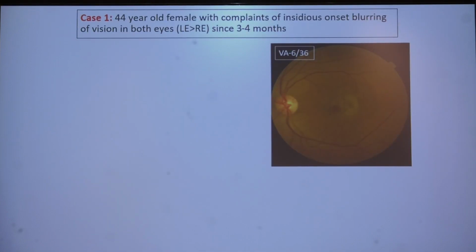With that, I'm going to just again show two cases. Case one was a 44-year-old female. She had complaints of insidious onset blurring of vision in both eyes, left more than right, for the past 3 to 4 months. The left eye you can see there, and the right eye was that.